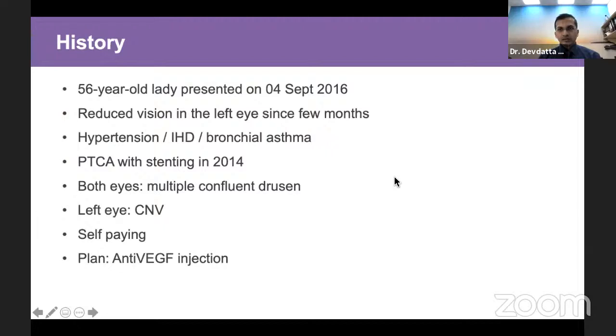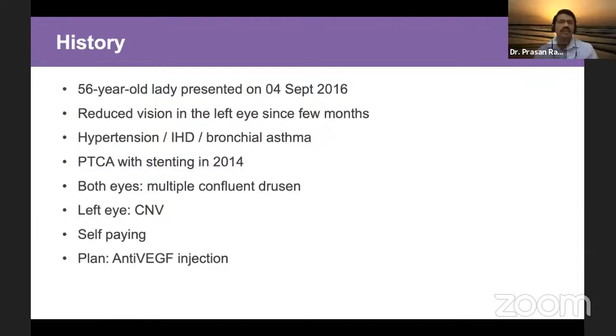Just to show how we use anti-VEGF in clinical practice, this is a 56-year-old lady who presented on 4th of September 2016 with reduced vision in the left eye. She had a stent done in 2014. She had multiple confluent drusen, and the left eye showed a choroidal neovascular membrane. She was a self-paying patient and she required anti-VEGF treatments.